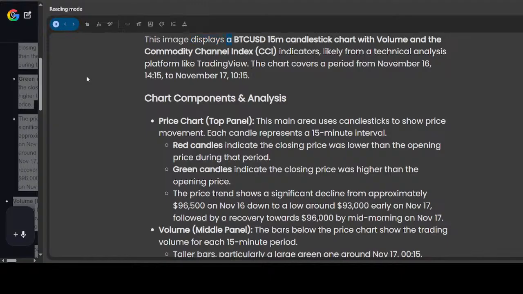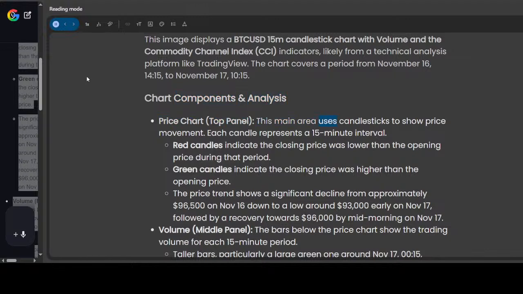This image displays a BTC USD 15-minute candlestick chart with volume and the Commodity Channel Index (CCI) indicators, likely from a technical analysis platform like TradingView. The chart covers a period from November 16 to November 17. Chart components and analysis. Price chart, top panel.